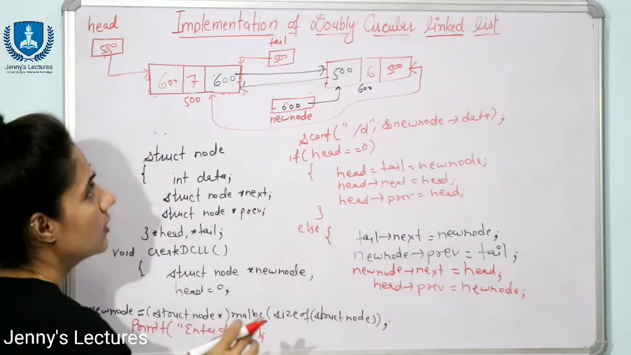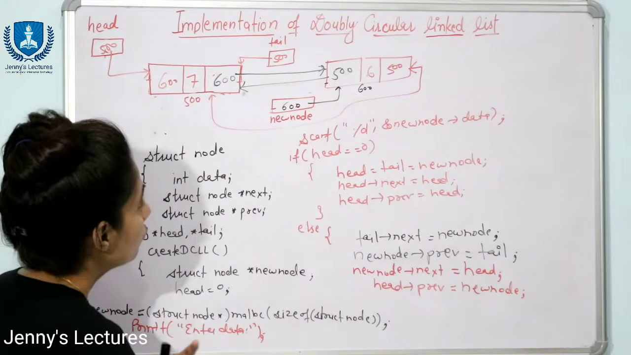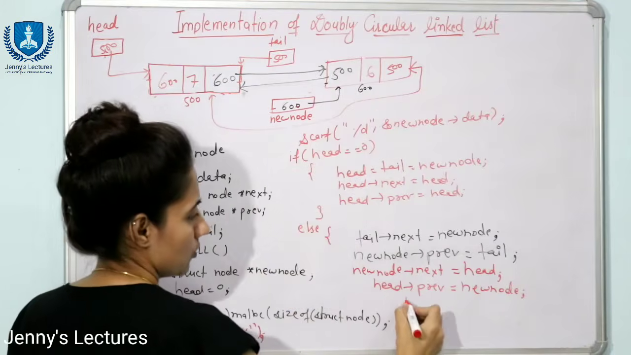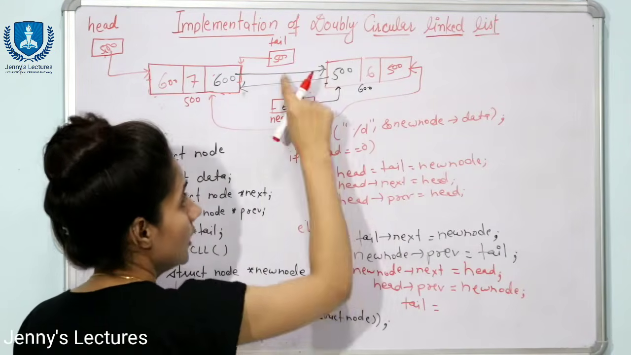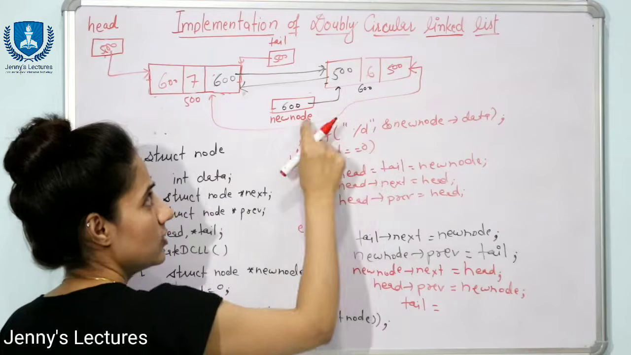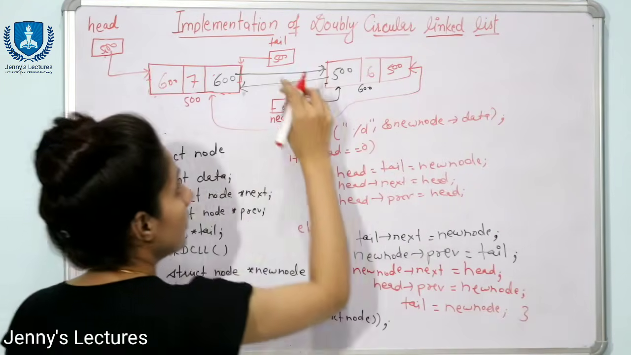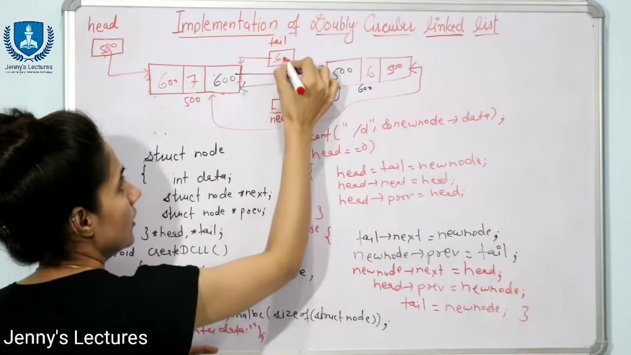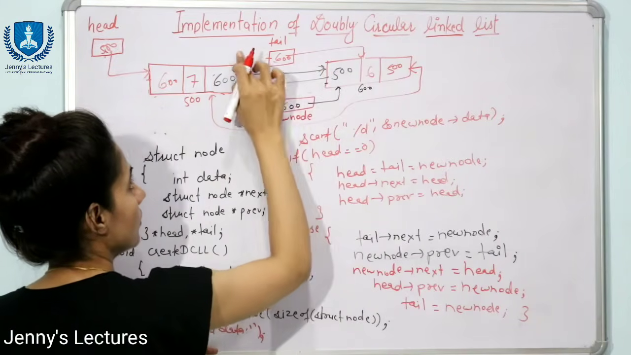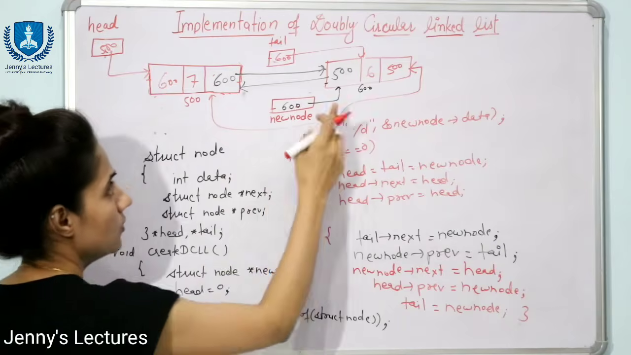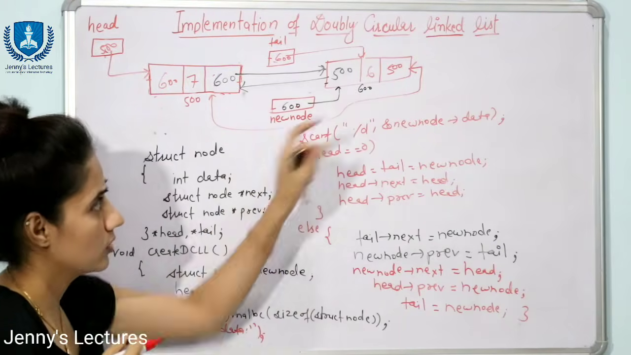This and this. Now another thing you need to update, now tail would point to this node. This would be the last node. So in tail we will store 600. From where can I get the address? New node is containing 600. So here. So now this is having 600 and tail is pointing to this node. So, as you can see, we have inserted this node successfully.